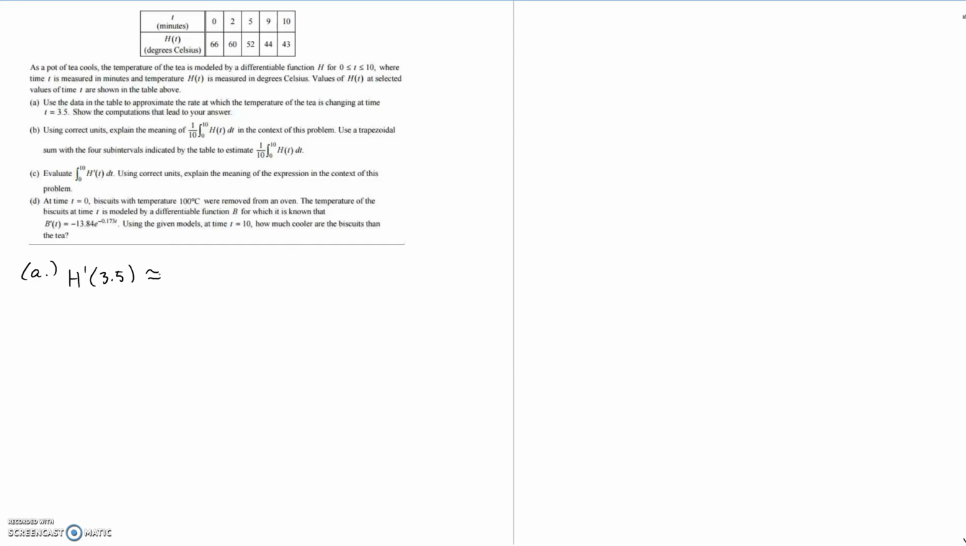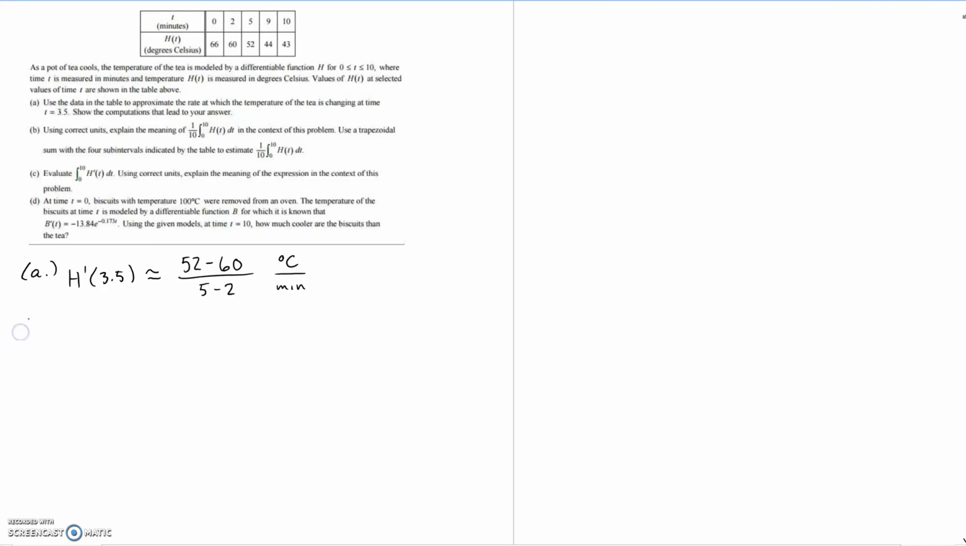We're going to use h of 5 minus h of 2 over 5 minus 2. h of 5 is 52 minus h of 2, which is 60, over 5 minus 2. We don't have to simplify. This is both our setup and our answer. This question doesn't ask for units, but if it did, the units in the numerator would be degrees Celsius, a change in temperature, and the units for the denominator would be minutes, a change in time.